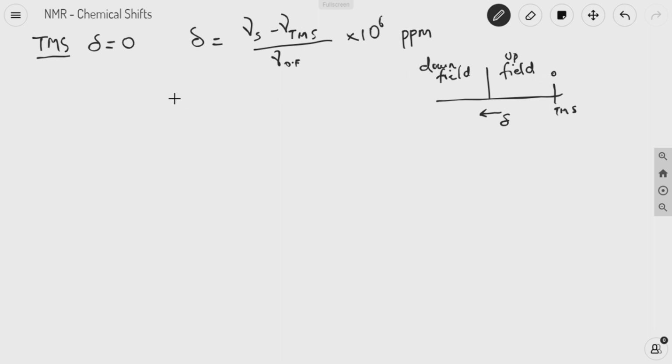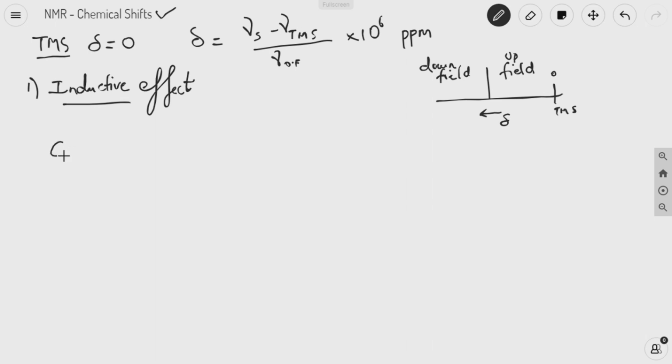So let us see, there are different factors that govern the chemical shift. We know very well that whatever affects the electron density in a molecule automatically affects the chemical shift. The first one is the inductive effect. In organic chemistry we would have learned this inductive effect. I'll just give you an example.